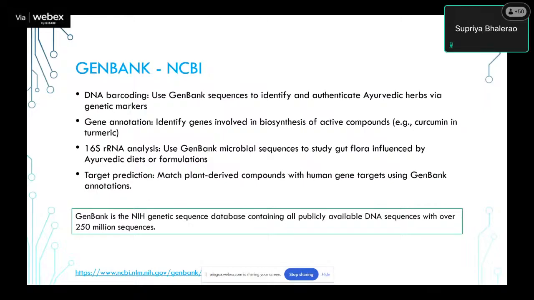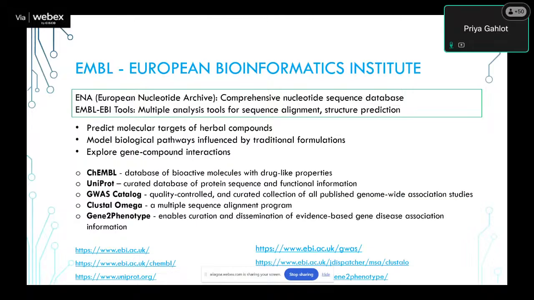Can we compare two gene sequences also using BLAST? Yes, we can compare two gene sequences also using the BLAST tool. Okay, we can go ahead.